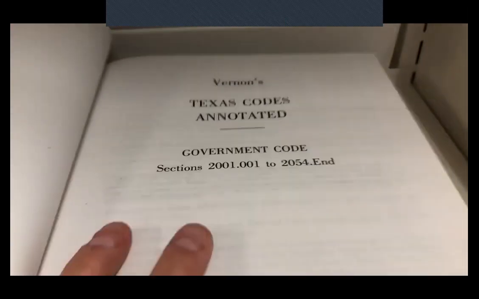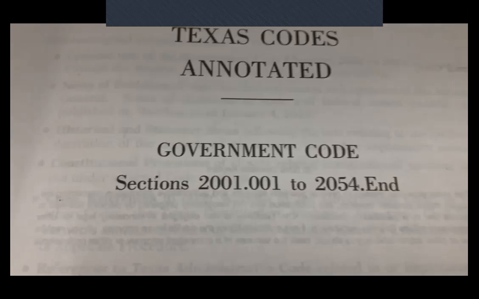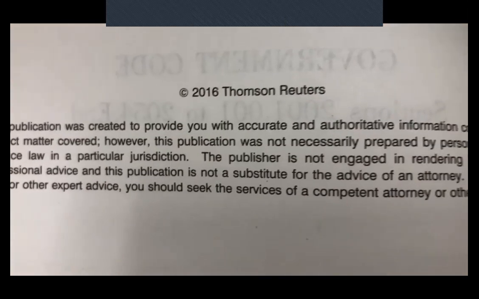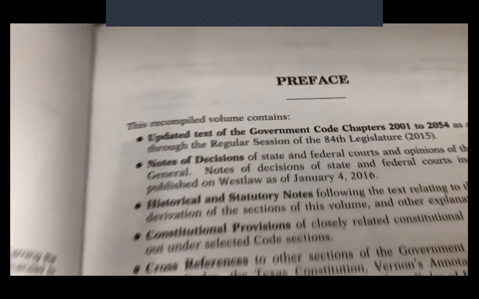This is the Vernon's. Once again, this is state statutes, Texas. This is the codes annotated. This is the government code. You can see, well, that's bad, but Thomson Reuters is the publisher. Again, that's West. It's the same. Yeah, Thomson Reuters, they own West.